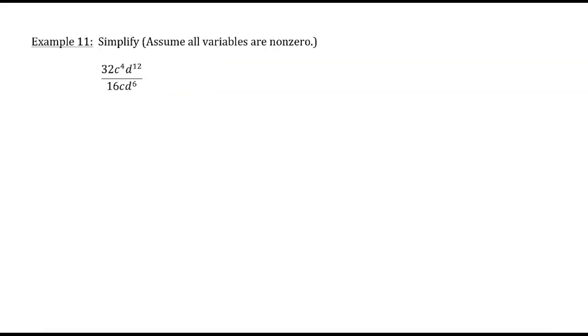In example 11, we're going to use the quotient rule more than one time. Let's start by rewriting this just a little bit to help us see the problem more clearly. In the numerator, we have 32 times c to the 4th times d to the 12th. In the denominator, we have 16 times c times d to the 6th.